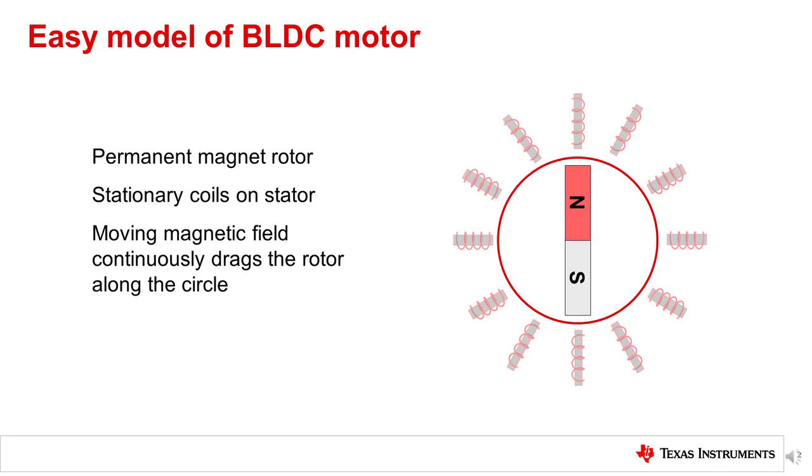An easy model of a BLDC motor is a permanent magnet on the rotor of the motor, which is surrounded on the stator by coils that act as electromagnets when current is injected into them. By successively injecting current to different coils, a moving magnetic field is generated that continuously drags the rotor along the circle. This is the basic concept of how a BLDC motor is spun. This process of switching which coils have current injected to generate motion is called commutation.